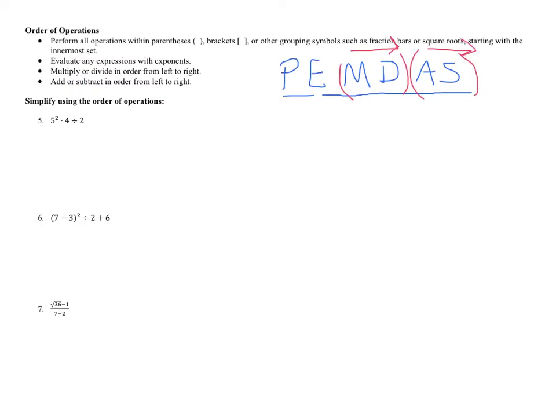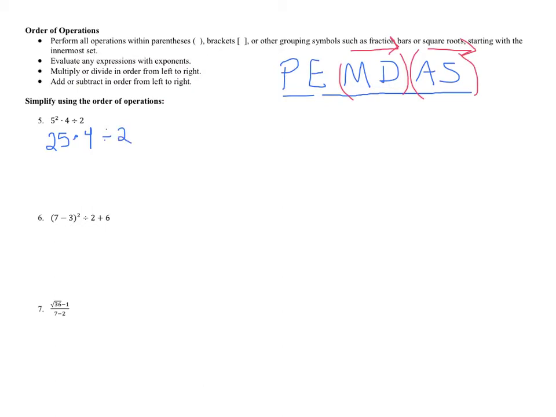For example 5, I have 5 squared times 4 divided by 2. So here, I don't have any parentheses or other grouping symbols, so I'm going to move on to exponents. I'll do that 5 squared. Well, 5 squared is 25. Now I'm simply going to copy the rest of the problem. So I still have times 4 and divided by 2.